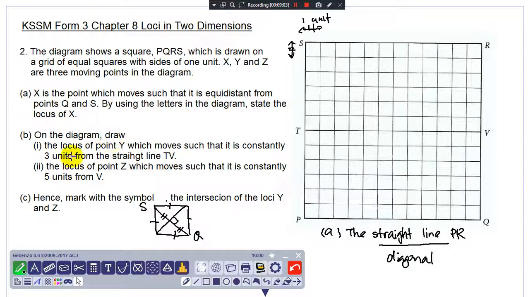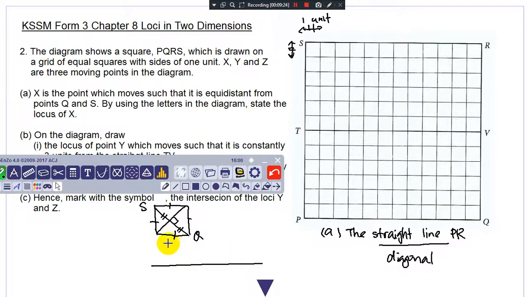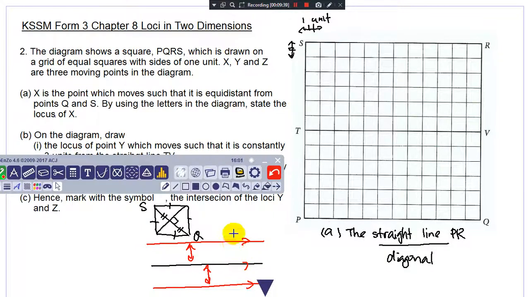This one we need to construct. We need to draw the locus of point Y, which moves such that it is constantly 3 units from the straight line TV. This is TV. Constant distance from a straight line. Still remember, if you have a straight line, constant distance from this straight line is a pair of parallel lines. The locus can be here or it can be here. These two are parallel to each other. Now we need to construct these two lines.